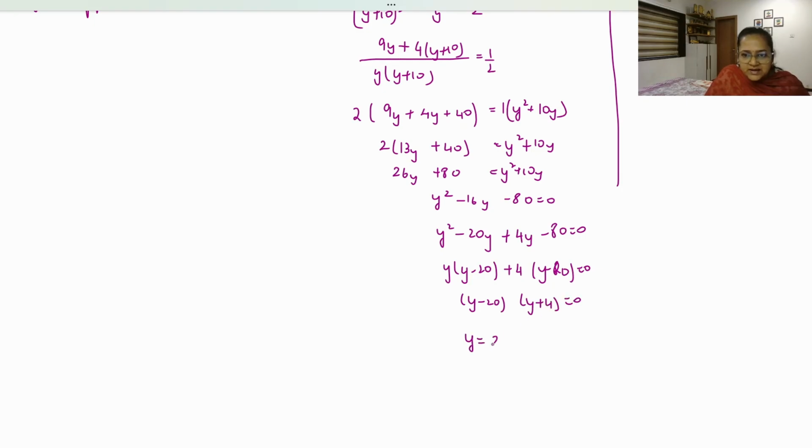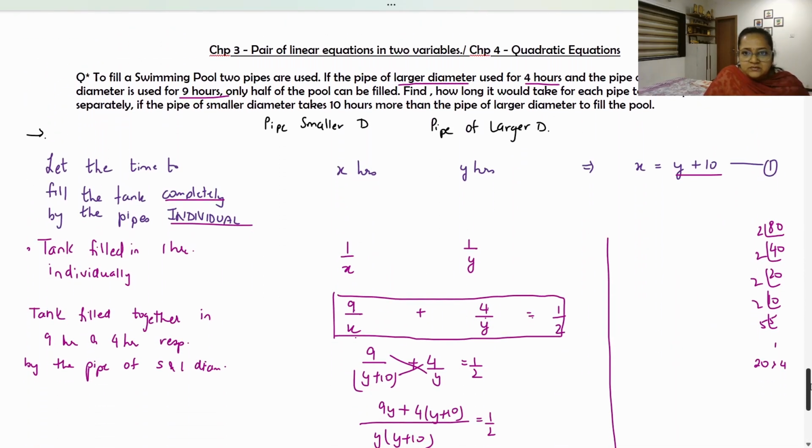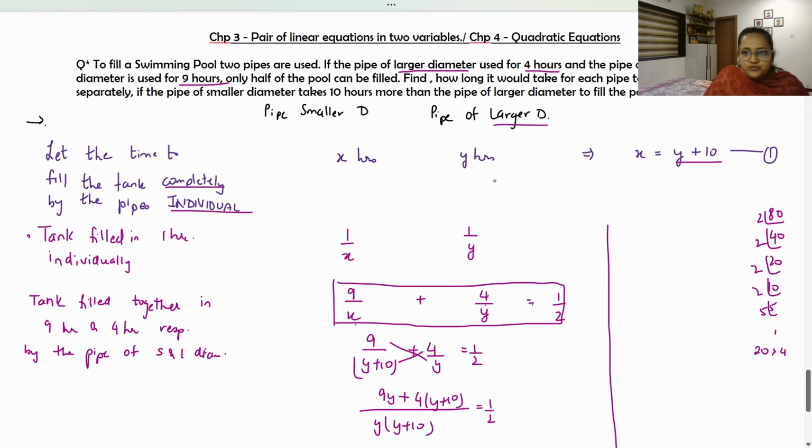So we get y is either 20 or y is minus 4. Y is standing for the hours. Can it be negative? Since y cannot be negative, we'll get y is 20. That means the time taken by the larger tap to fill the tank separately is 20 hours. And that of x will be what? y plus 10, which is 30 hours. I hope you've understood this.